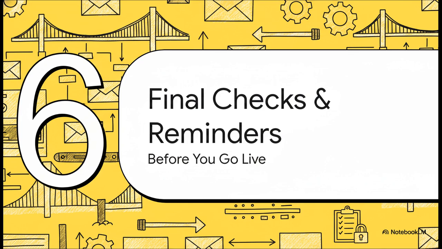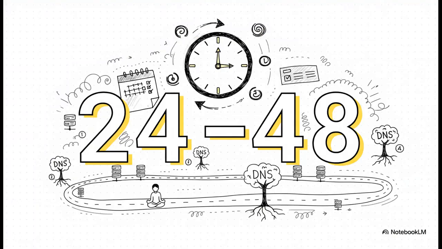But before you start migrating a single user, let's just go over a few essential final checks to make sure everything launches smoothly. First things first, and I can't stress this enough, patience. DNS changes are not instant. It can take anywhere from 24 to even 48 hours for new records, like that MX record we created, to spread across the entire internet. You cannot rush this part.